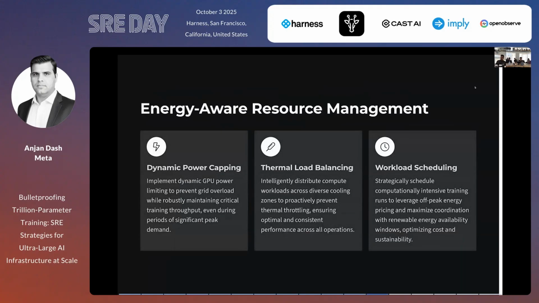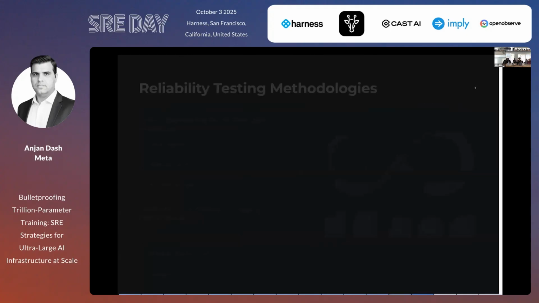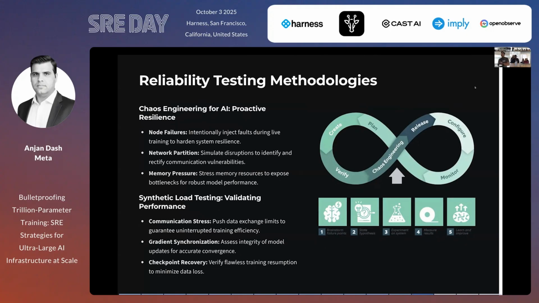I'll skip this because it is basically energy aware resourcing. Okay, so this one is incident response. What if there is an incident, how do you tackle that? There is nothing new here. It's the same thing. You detect it, you assess the impact of that, you try to do some mitigation, and then after that you do some analysis to figure out what happened. This is the standard stuff that we do in all kinds of incident management. Reliability engineering, again, chaos engineering is pretty standard. Everybody does that. The next thing I would like to touch upon is synthetic load testing and validating performance.